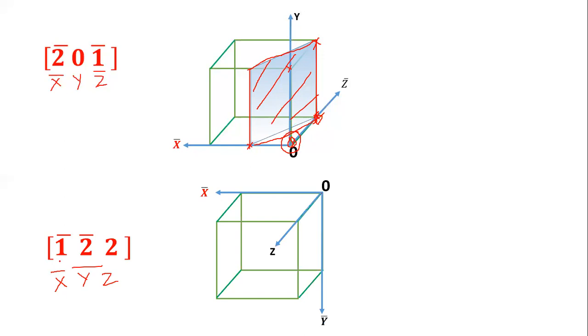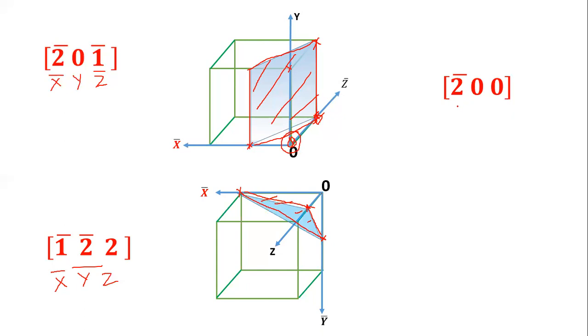Then the x-intercept is the reciprocal of 1, which is 1, here. The y-intercept is the reciprocal of 2, which is 1 by 2, that means here somewhere at half. And the z-intercept is the reciprocal of 2, that is here at half. So join these 3 points, join these 3 points here, and highlight.